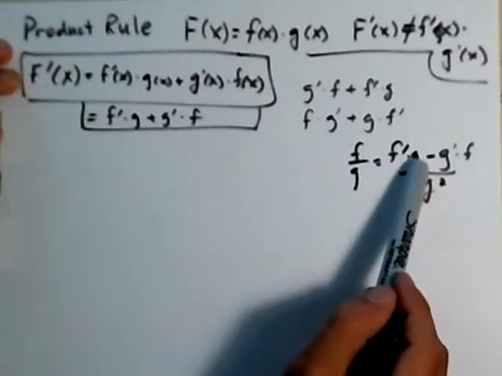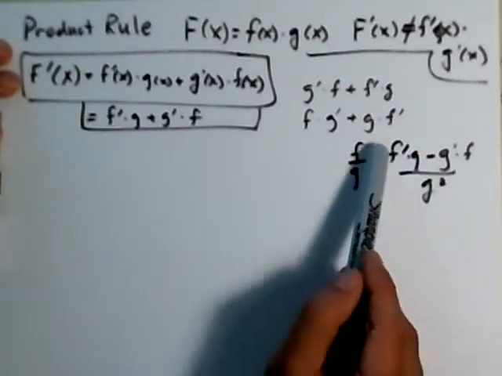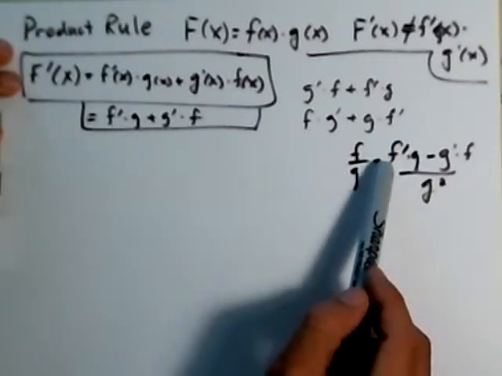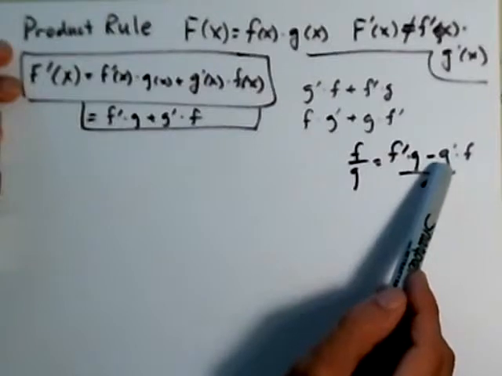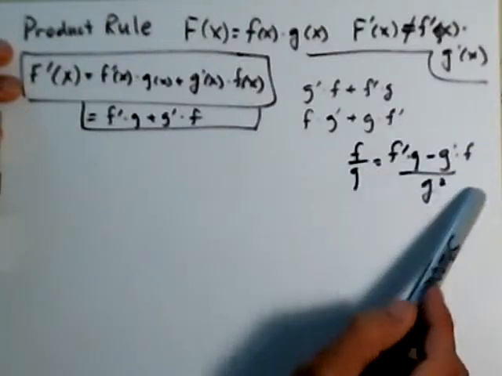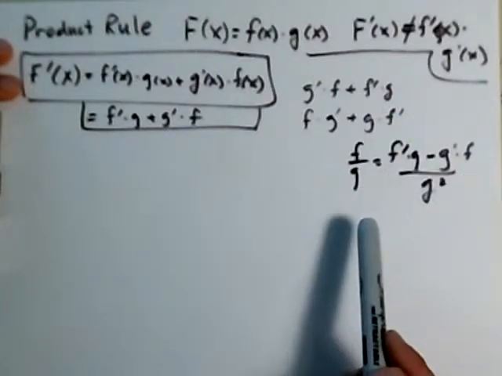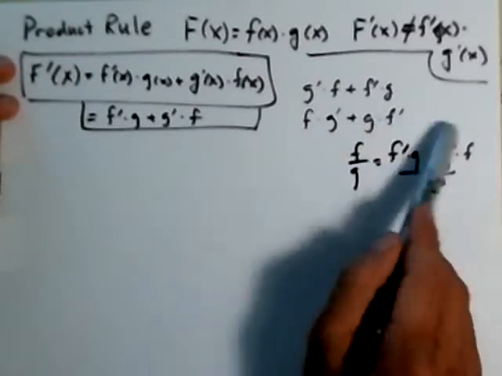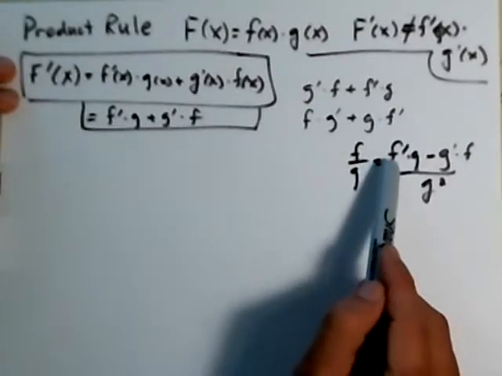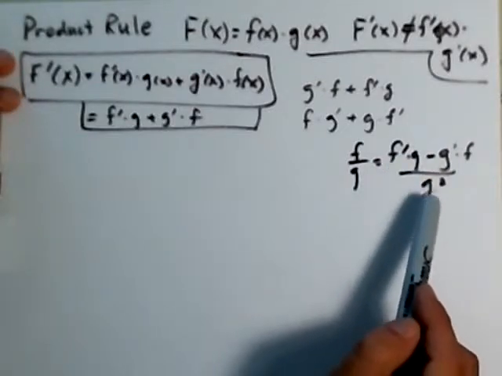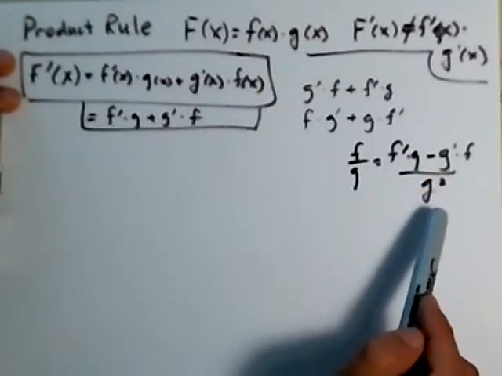It's mine. It's all mine. Sometimes the teachers go, low d high minus high d low all over low squared, and off you go. Bunch of crap. I'm sorry, good stuff. Sorry about that. Anyways, you could do the low d high, high d low, where does the low go, where does the high go, et cetera.